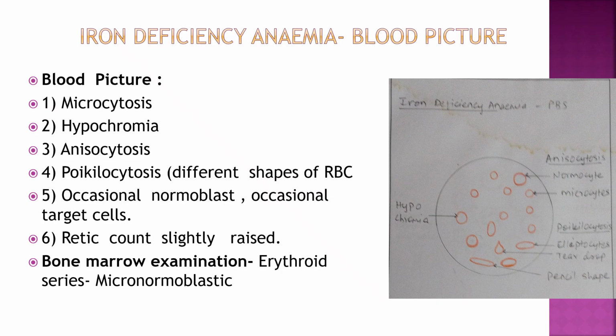Peripheral blood smear examination can be done for iron deficiency anemia. In that we can see blood picture like microcytosis, RBC size decreased, hypochromia, that is pallor of the RBC increased, anisocytosis, that is different sizes of RBC, a few RBCs smaller in size, middle size, bigger in size. Then poikilocytosis, different shapes of RBCs, you can see in this diagram. A few RBCs are elliptical, teardrop, pencil shaped. Then occasional normoblast, occasional target cell can be seen, and retic count is slightly raised. So this is the blood picture for iron deficiency anemia.